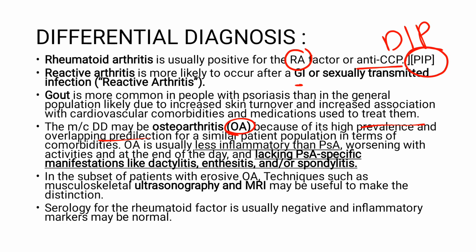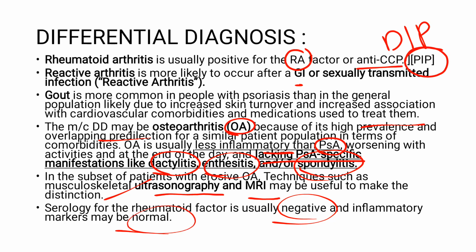Osteoarthritis is usually less inflammatory than psoriatic arthritis, worsening with activities at the end of the day and lacking psoriatic arthritis specific manifestations like dactylitis, enthesitis and spondylitis. In a subset of patients with erosive osteoarthritis, techniques such as musculoskeletal ultrasonography and MRI may be useful to make the distinction. In psoriatic arthritis, serology for rheumatoid factor is usually negative and inflammatory markers are normal. In rheumatoid arthritis, ESR and C-reactive protein are elevated.